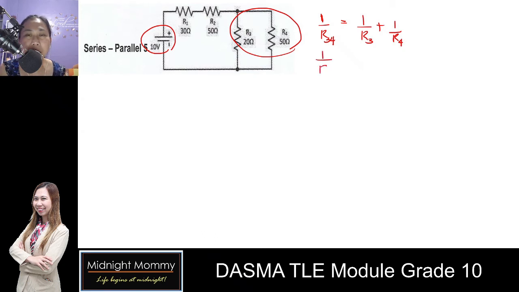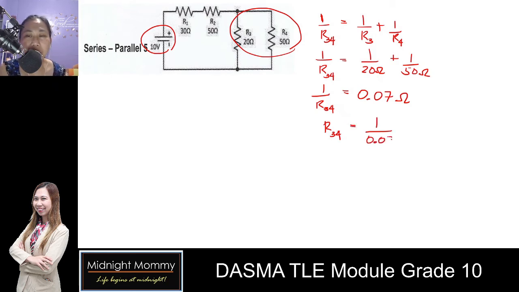Okay, so substitute lang natin siya. This one is equal to 1 over 20 ohms plus 1 over 50 ohms. So, pag sinolve natin to, ang magiging sagot sa calculator is 0.07 ohms. Pero ang R3, 4, ibig sabihin, ito na yung combined na R3 and 4. So, kunin natin yung reciprocal. So, 1 divided by 0.07. So, makukuha ang sagot dyan is 14 ohms. So, ni-round off ko na lang kasi sa calculator, 14.3 ohms siya.